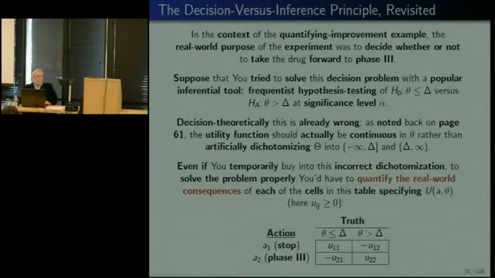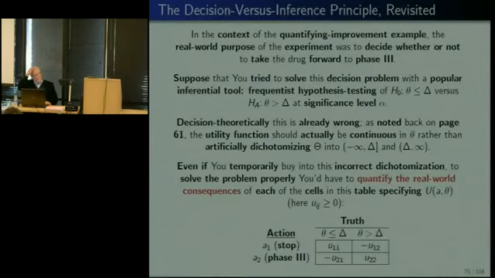Now, in the context of the first of those two I showed you, the quantifying improvement example, the real world purpose of the experiment was to decide whether to go forward to phase 3. Suppose you were one of those people in the latter half of the 20th century who didn't know about Bayesian decision theory, and you tried to solve this decision problem with a hypothesis testing inferential tool. So you write down a null that theta is less than or equal to delta against an alternative that is bigger, and you try to do that test at significance level alpha. That's the usual thing where if you pick alpha equals 0.05, to do it Fisher's way, you work out the p-value, and if it's less than 0.05, you reject the null.